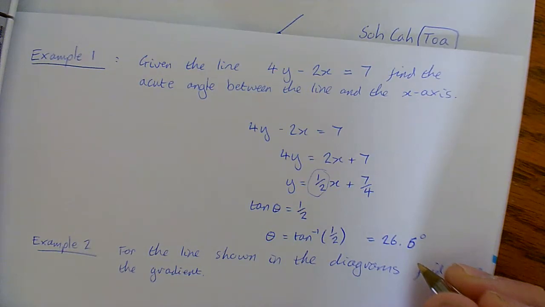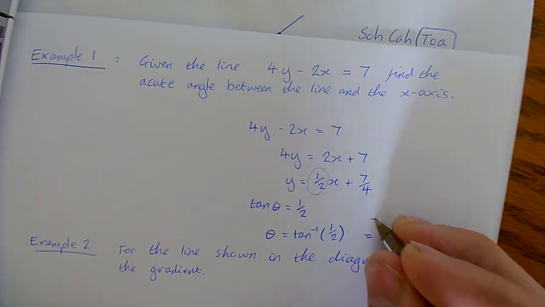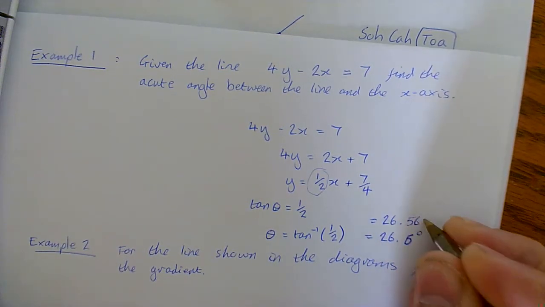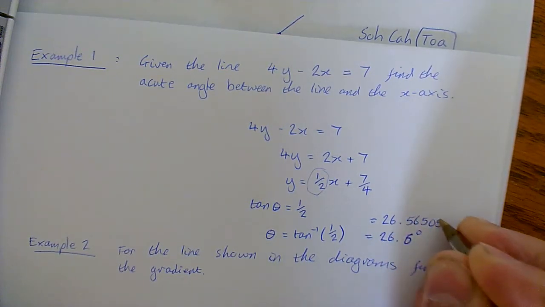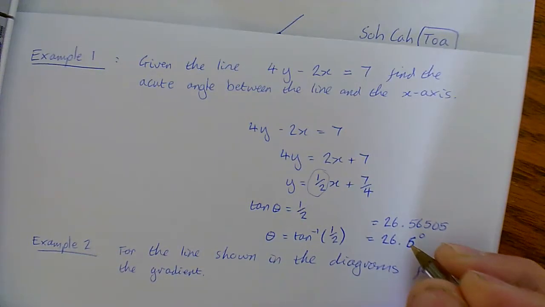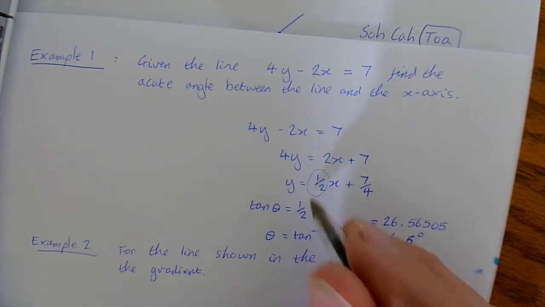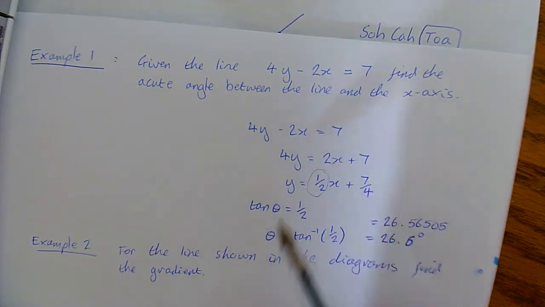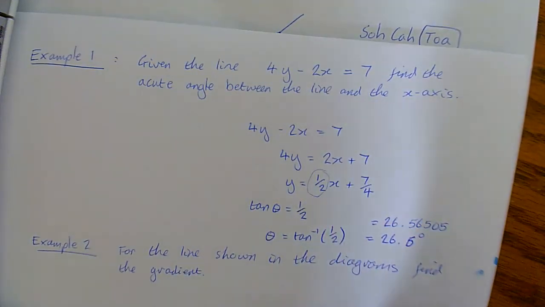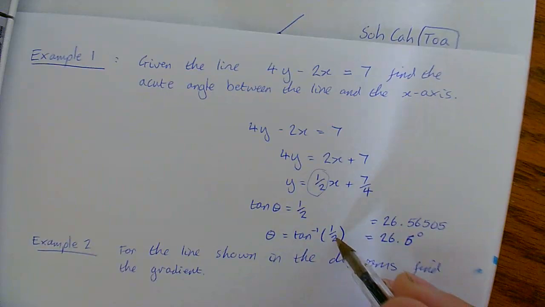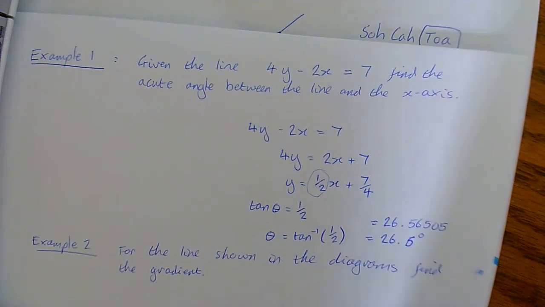And really what I should have done here, I apologize, is I should have written the unrounded answer and then my rounded answer. That would have been better practice. So that's how we work. If we know a gradient and we want to know the angle between the line and the x-axis, or the line and the horizontal, then you just need to use that inverse tan of whatever your gradient is, and that will give you your angle.